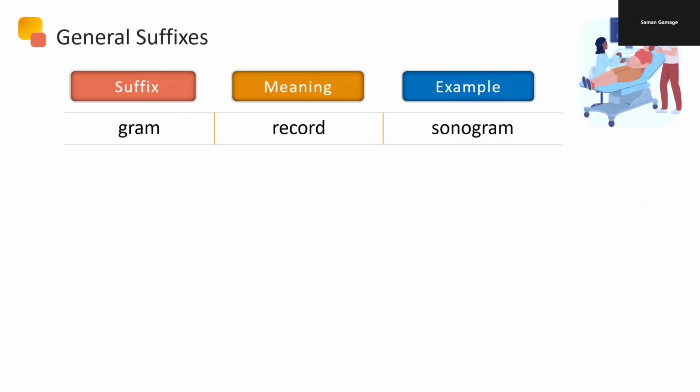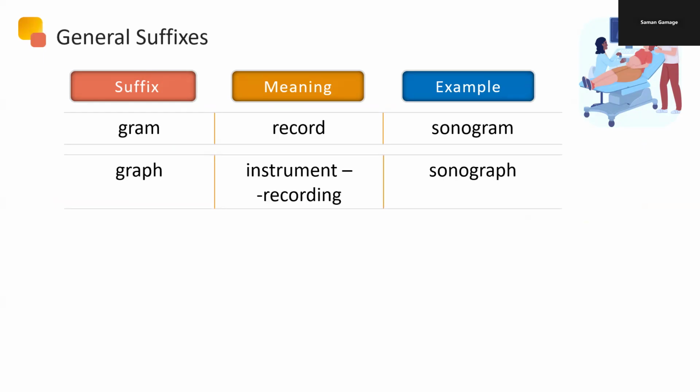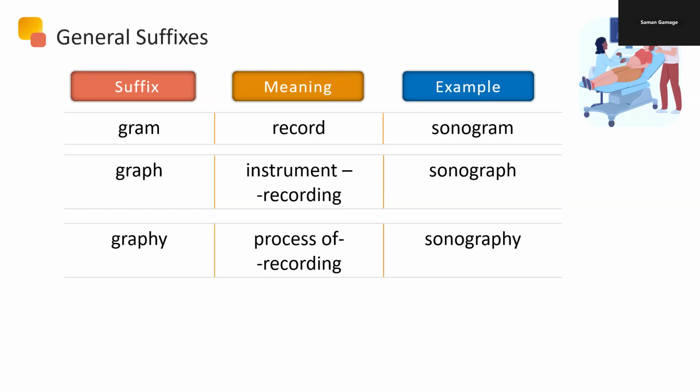Some more suffixes. Gram is a record. Sonogram, record of sound. Graph is the instrument used for recording. Sonograph or ultrasonograph is the machine that you use to record the sound waves. Electrocardiograph, the machine used to record the electrical activity of the heart. Graphy is the process of recording. Sonography is the process of recording sound waves. Echocardiography, electrocardiography. Graphy means process of recording.